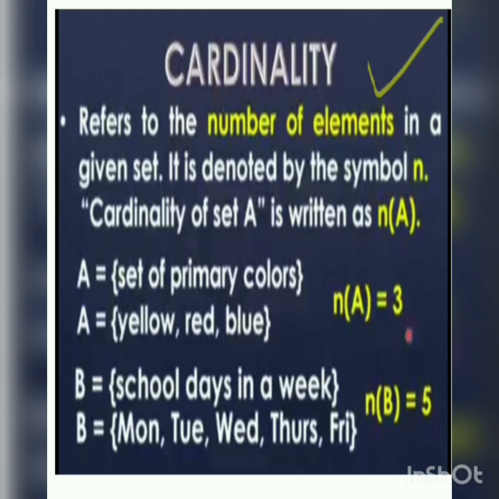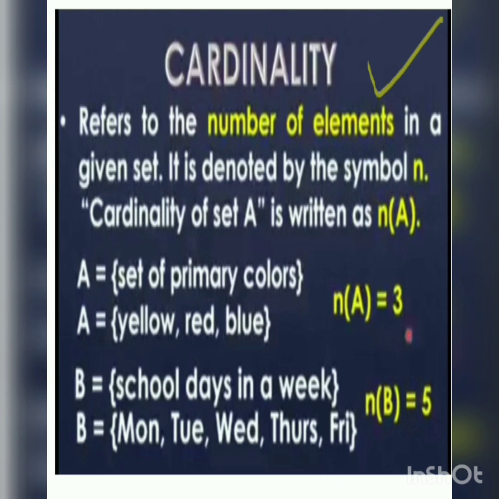Let's see an example which is given below. A set A is equal to a set of primary colors which are selected: yellow, red and blue. The number of elements present in this set is 3, which is represented just in front of the example, which is n of A is equal to 3. Students, the number n represents cardinality.